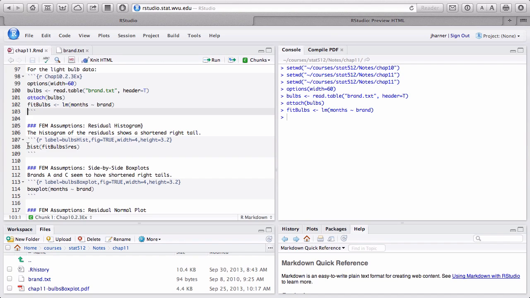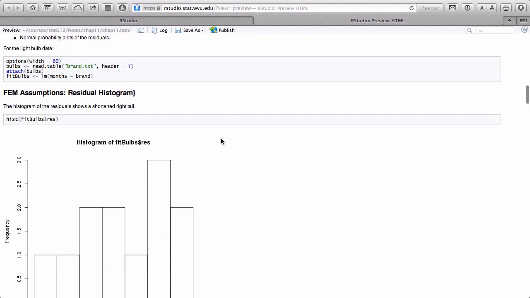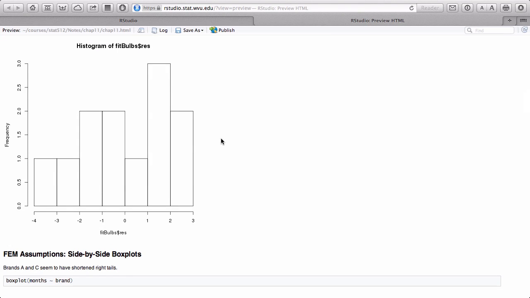And then what I could do, if I look at fit dollar sign, this pulls out the residuals. I've got to figure out what the problem is here. There it is. That's what you would have gotten. So that's the histogram of the residuals, and you can see that it should be centered about 0. Here's the 0. And you can see that maybe it's skewed a little bit to the left.